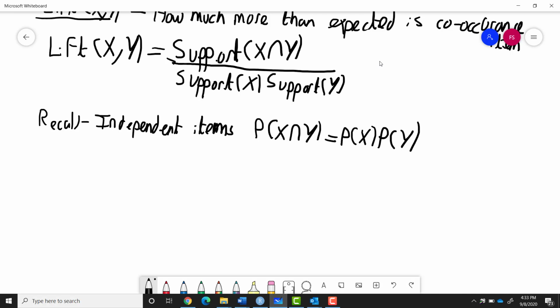So all that is basically, if you take the support as a measure of probability, it's just how much more than would be expected if the items were independent. If the items were independent, support of X and Y would be support X times support Y. So you would actually get a lift of 1. So lift of X, Y is 1 if items are independent.